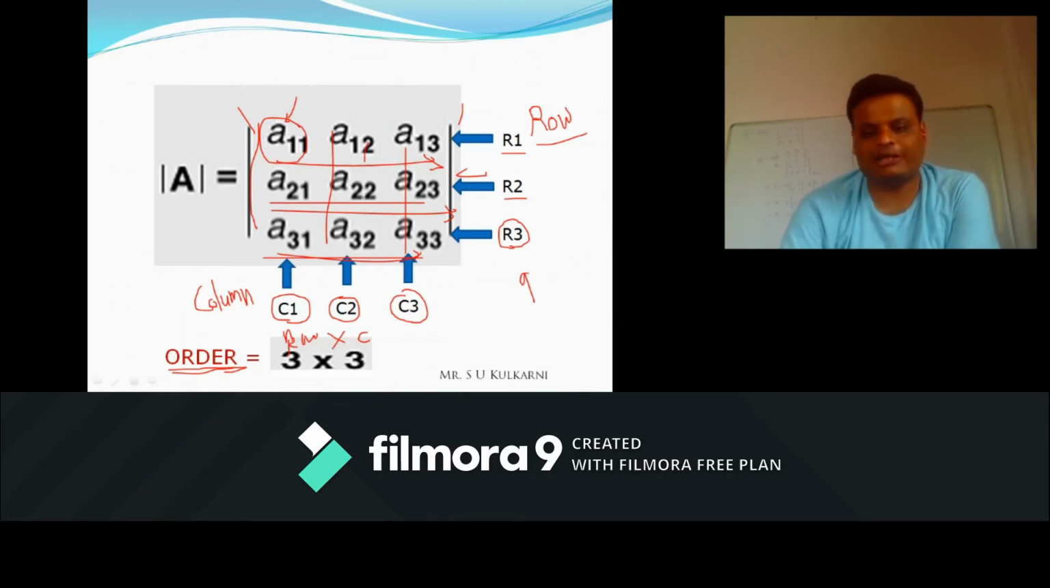So what is the order of any element? It is row by column. Take the number of rows, it is 3, and take the number of columns, it is 3. So what is the order of this determinant? It is 3 by 3. So now you know what is meant by the order of any determinant. Just count the number of rows and number of columns, and rows by columns will be the order of that determinant.